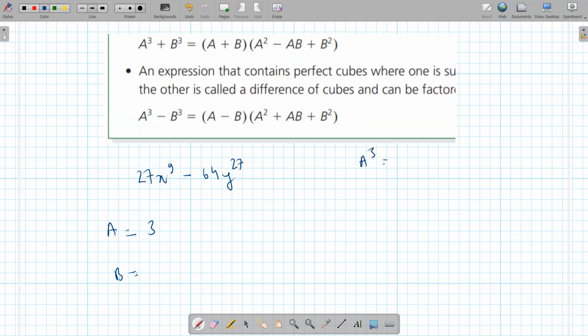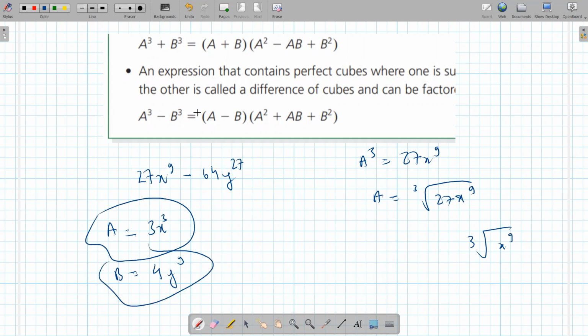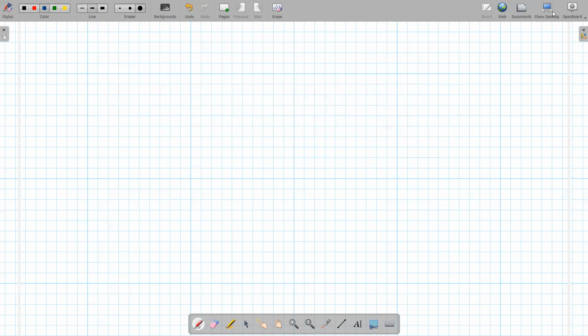So a cubed is 27x^9, right? So a is the cube root of this, right? The cube root of 27 is 3. The cube root of x^9 is what? What's the cube root of x^9? x^3. Okay. Same thing, the cube root of y^27 is y^9. And there we go. Once you have your a and b, you just plug it into this formula. It's just simple from there onwards. And that's the last thing in this unit.